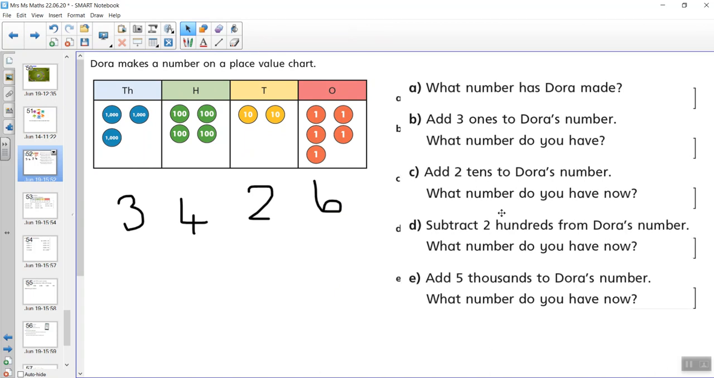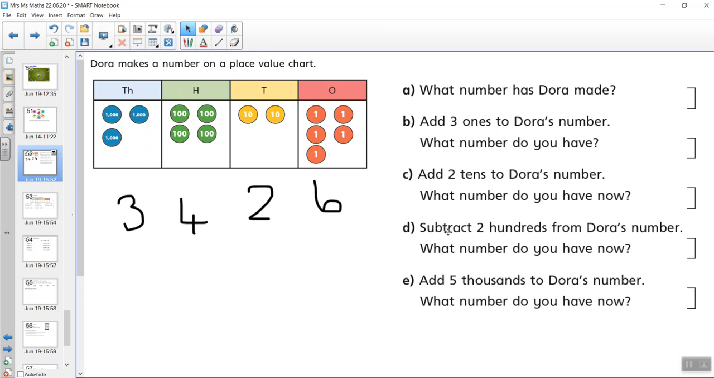Okay, so what I want you to do is have a go at these questions. It says, add 3 ones to Dora's number. What number do you have now? Add 2 tens to Dora's number. What number do you have now? So try those for me. You can pause the video and in a moment I'll show you the answers.